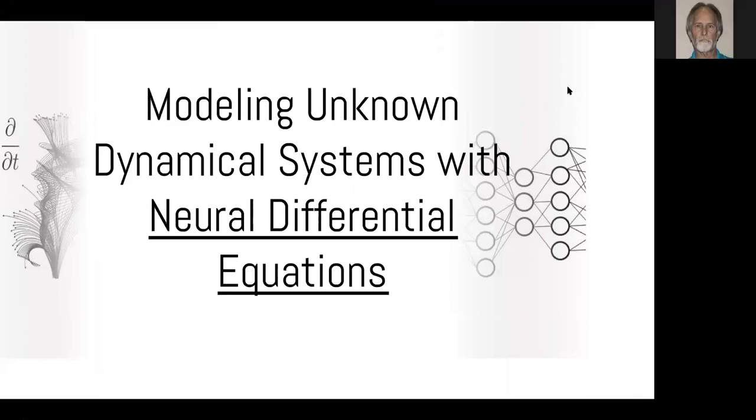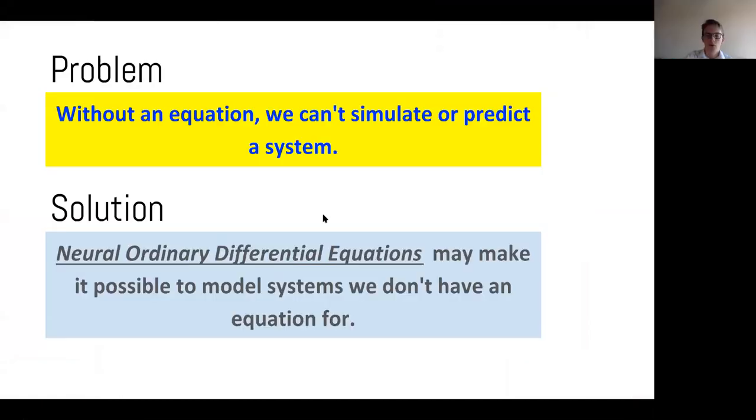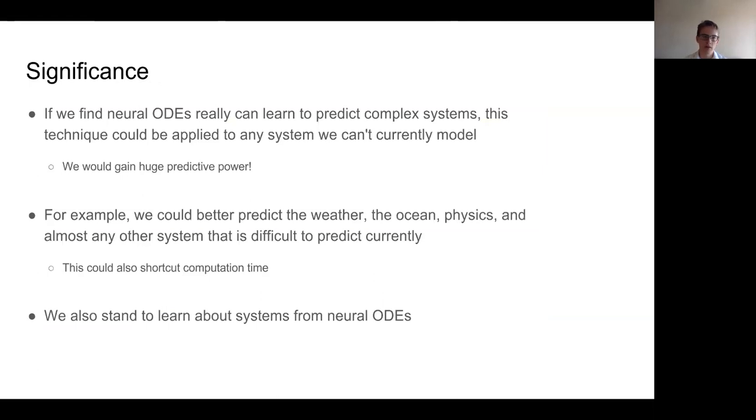Yes. Okay, good. So, a dynamical system is any system that changes through time according to some rules. For example, the weather or the economy, all examples of dynamical systems. But these dynamical systems follow a certain equation defining their behavior. If we don't know the equation of a system, we can't simulate it. But I think the solution is neural ordinary differential equations. Now, some background on what these are.